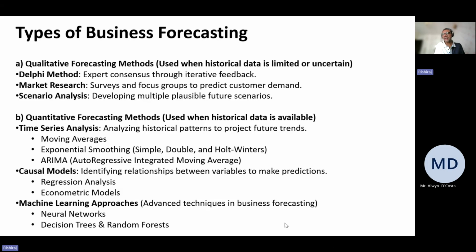Mostly we do not use AI directly. The algorithm which we use for business forecasting is primarily a machine learning algorithm. So machine learning algorithms can mainly be divided into two parts. Either it is a neural network type of algorithm, artificial neural network, or it's a decision tree and random forest type of algorithm. So these are common business forecasting methods and models.